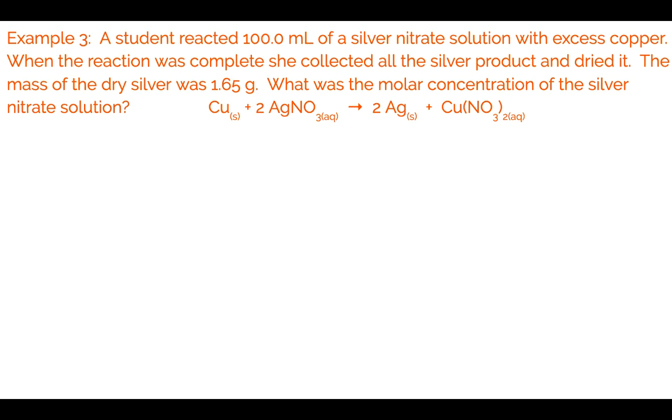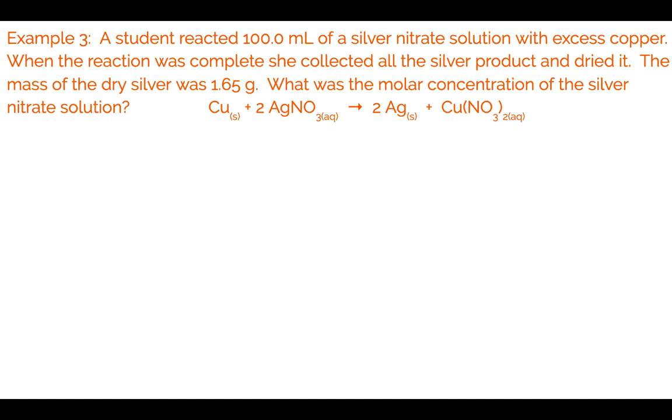Another example. A student reacted 100 milliliters of a silver nitrate solution with excess copper. So here we have a single displacement. When the reaction was complete, she collected all the silver and dried it. The mass of the dry silver was 1.65 grams. What was the molar concentration of the silver nitrate solution?